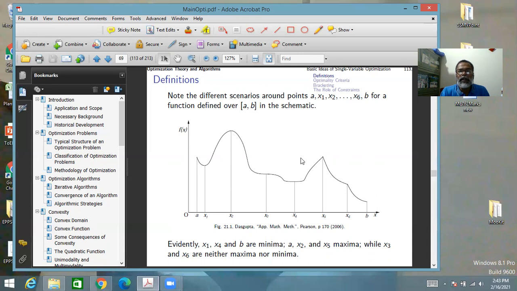X2 is another maximum point, and X5 is another maximum point. Now, these 2 points, X3 and x6, are neither minimum points nor maximum points. So this is very obvious when you see the plot. Now, whatever we see in the plot, the conversion of that into logic is basically what we are going to do in this course.